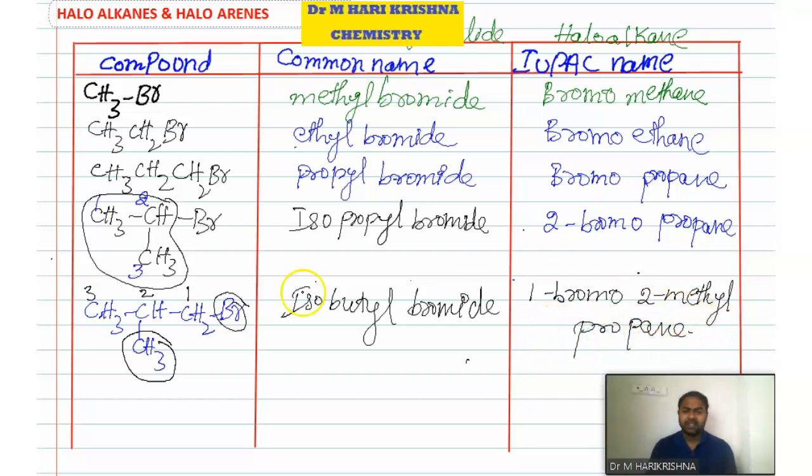So did you understand, students? So here in case of IUPAC name, we should mention the numbering from the functional group. So where is the functional group? Br. Br attached carbon is given as number 1. So 1, 2, 3. And the second carbon has one branch, a methyl group also.